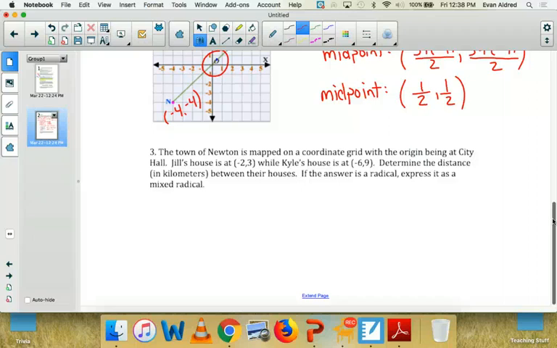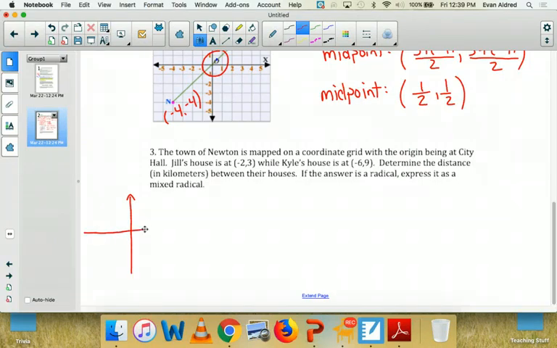The town of Newton is mapped on a coordinate grid with the origin being at City Hall. So origin, of course, is 0, 0. Jill's house is at negative 2, 3, and Kyle's house is at negative 6, 9. We want to find the distance in kilometers between their houses, remembering to express that as a mixed radical.